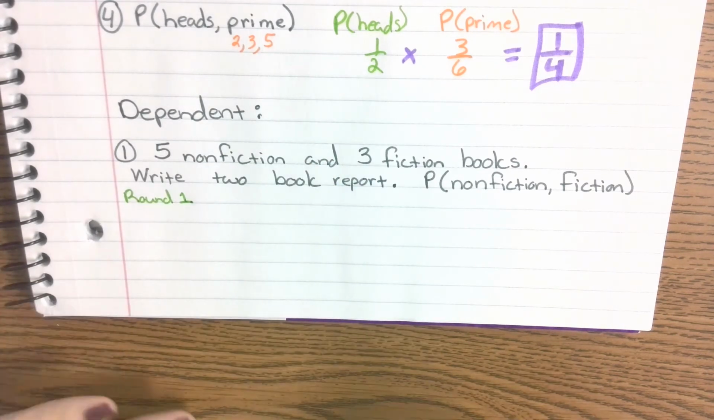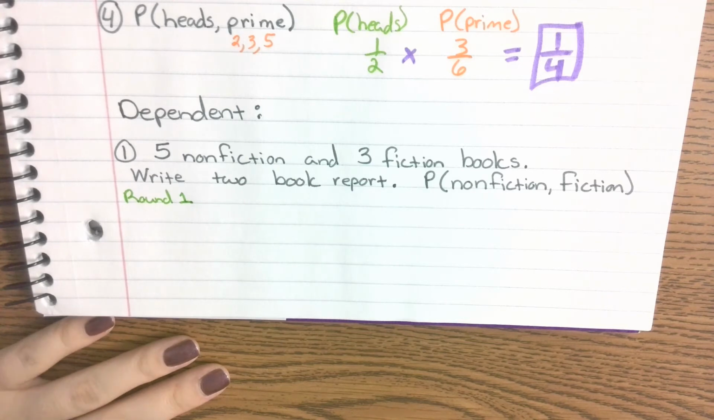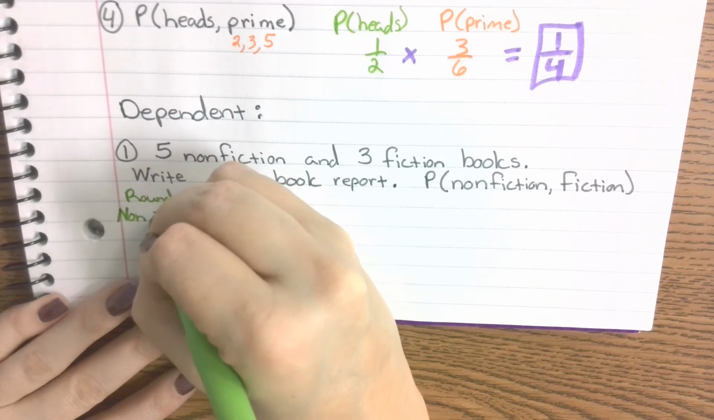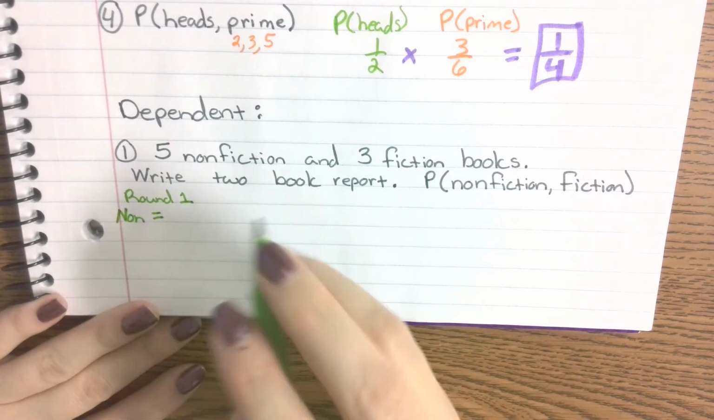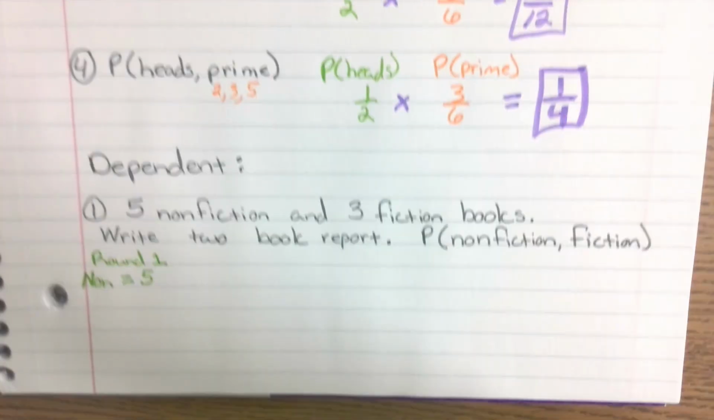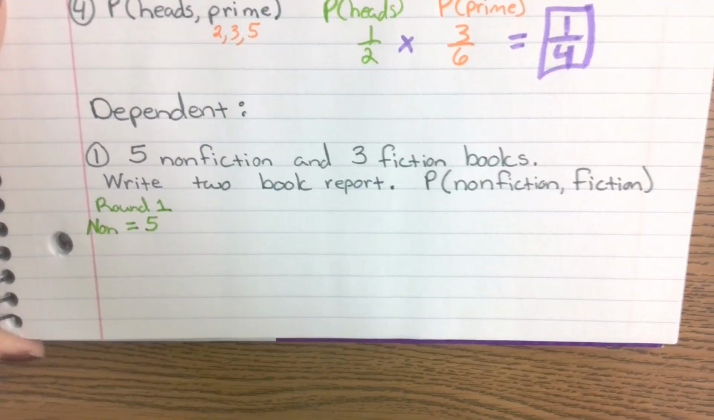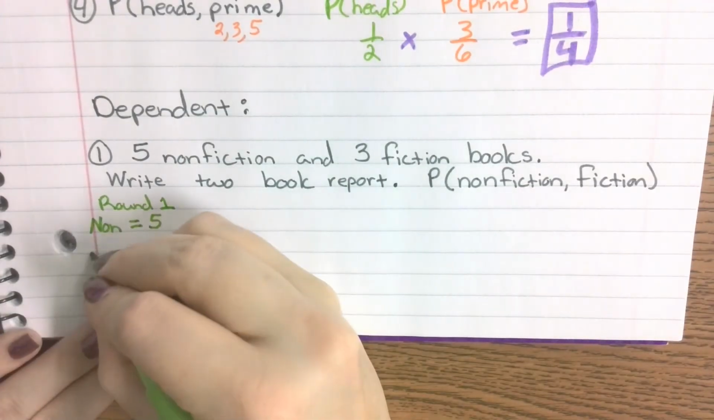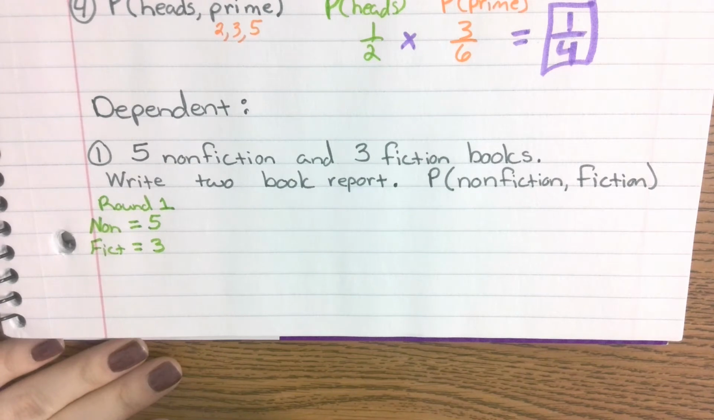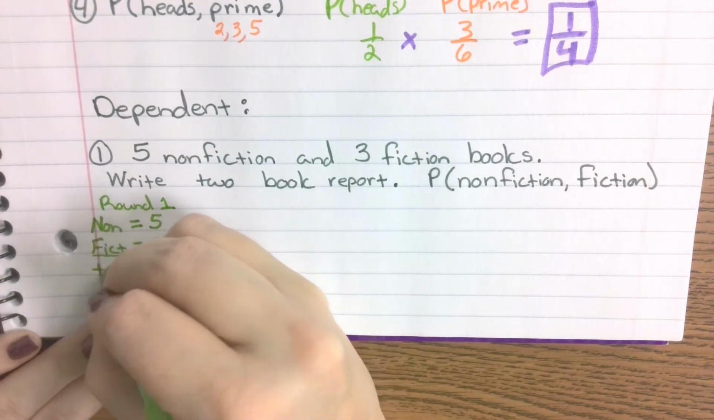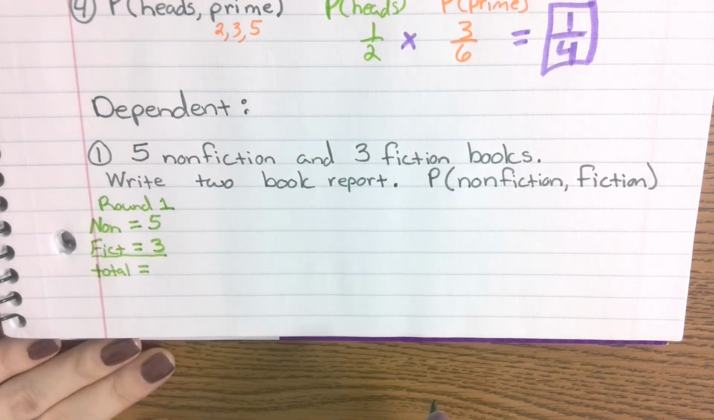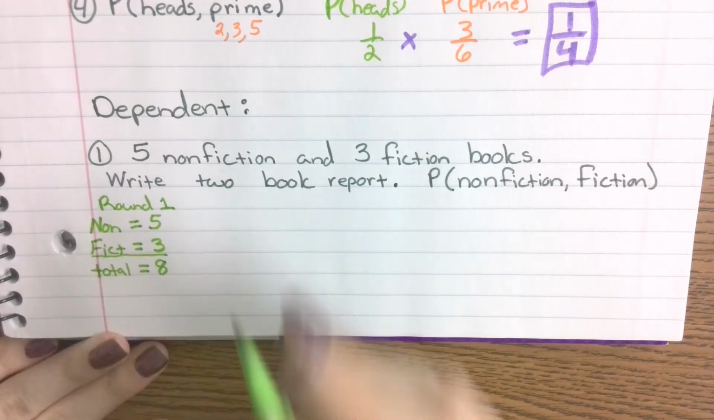For round 1, when we're talking about our first report, let's start with how many nonfiction books we have. So I'm just going to write non. Nonfiction books, we have a total of 5. And I'll zoom in a little bit more for it. Okay. Fiction books, we have 3. So that means that we have a total of how many books? How many books do we have, guys? 8. We have 8 books, okay?